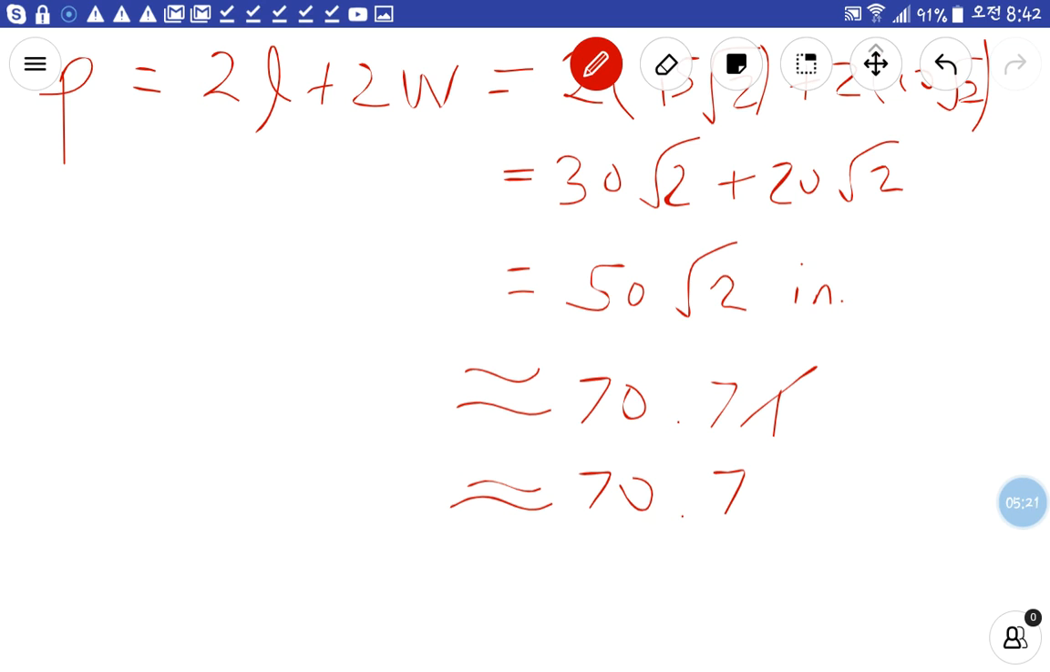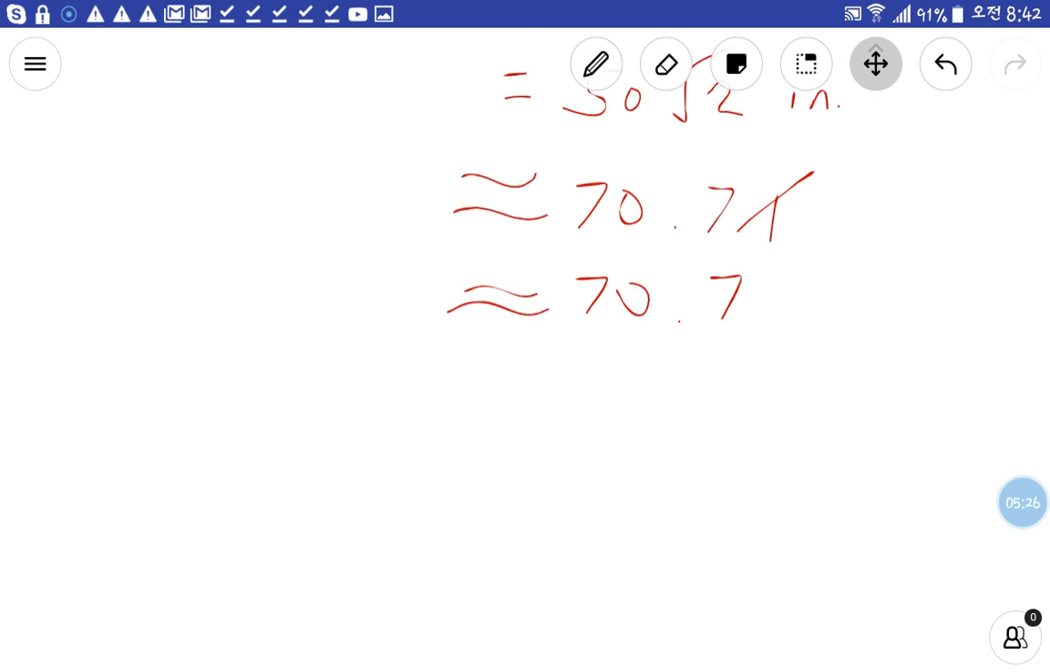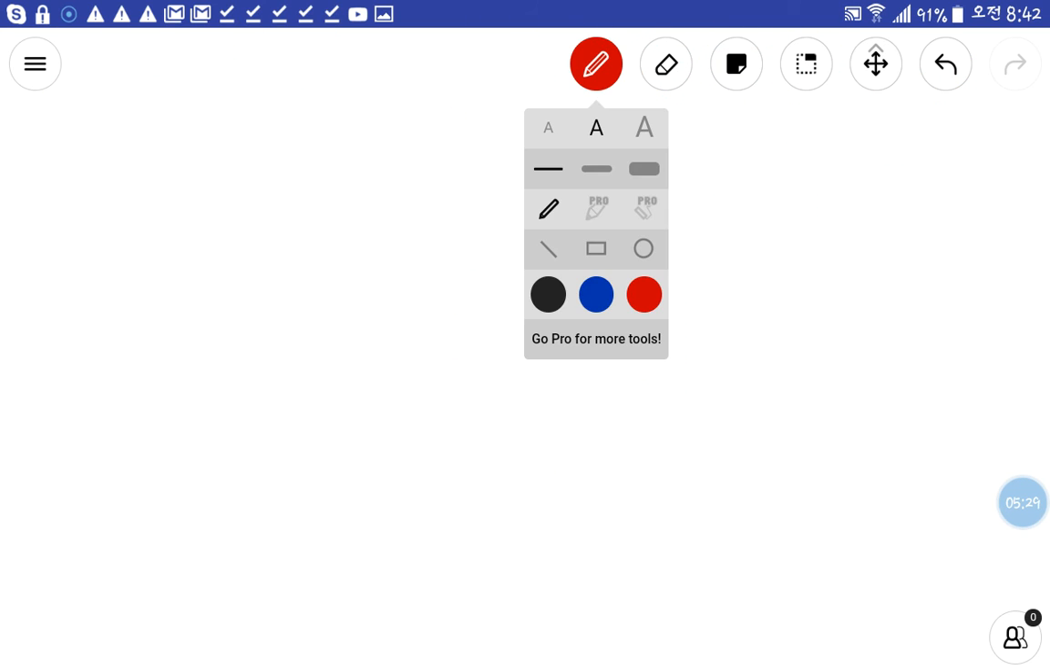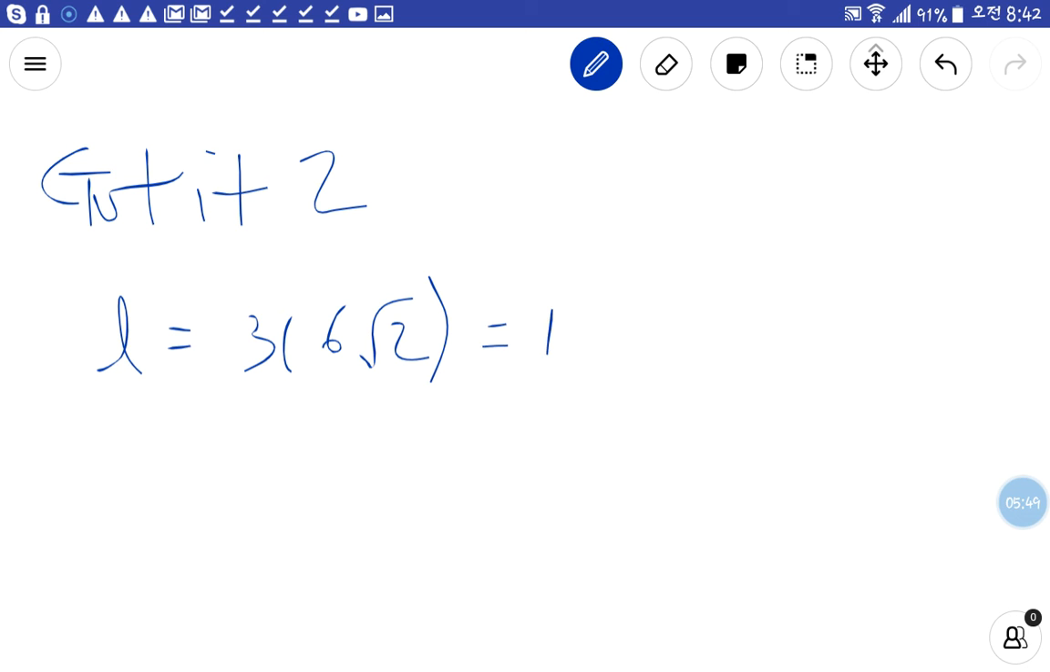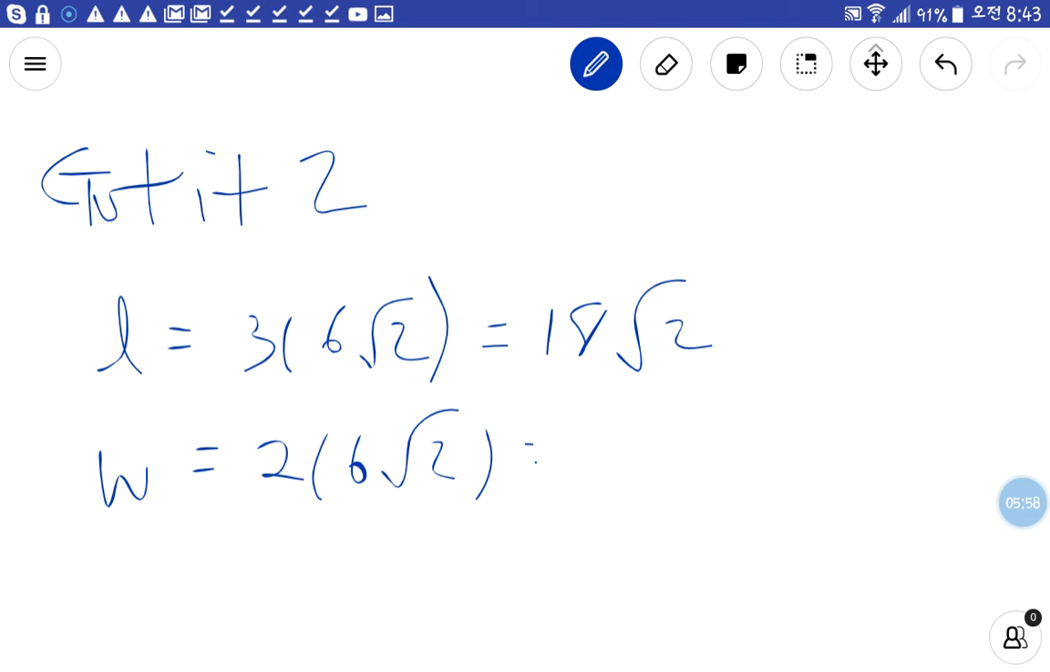Okay? Alright, now I need you guys to work on Got It 2 by yourself. After that, please check your answer with me. Alright, so Got It 2. What is the question? Find the perimeter of the window if the side of each small square is 6 inches. Everything is the same. So let me get my L, which is 3 times 6 radical 2. That will be 18 radical 2. And the width, which is 2 times 6 radical 2. Guys, everything changed from 5 to 6. That's it. And then that would be 12 radical 2. So now what?